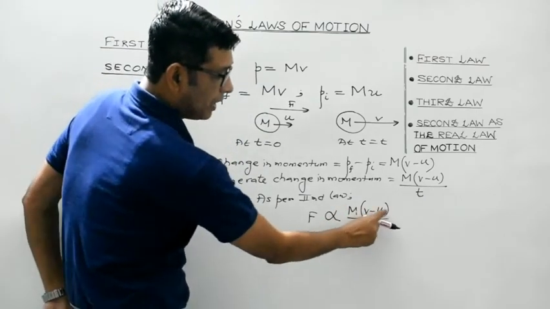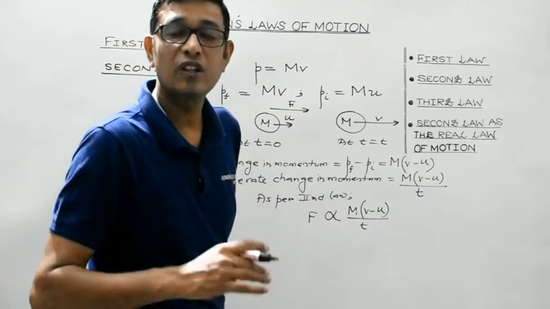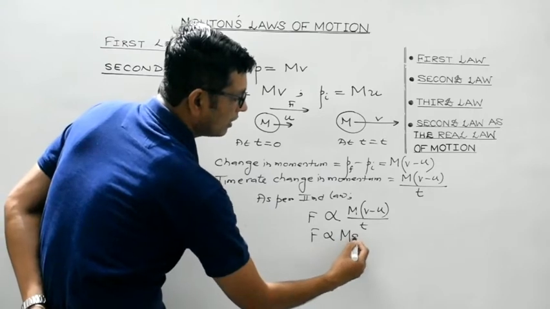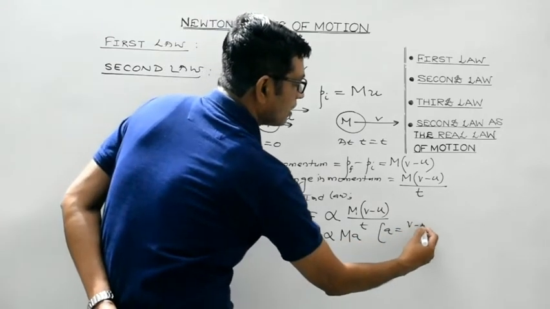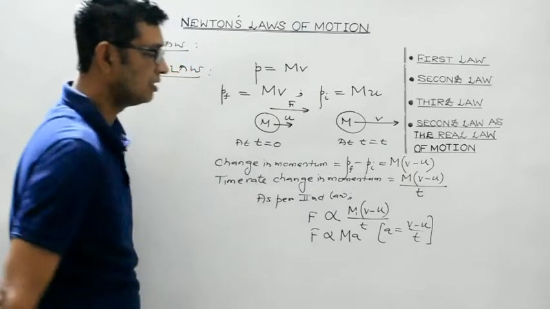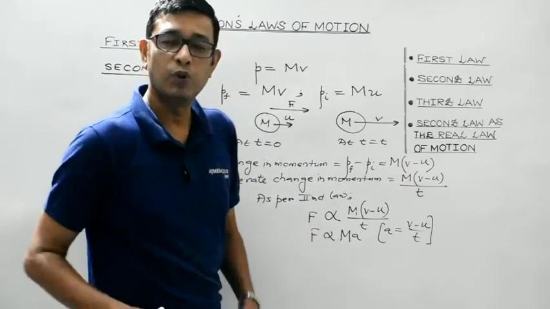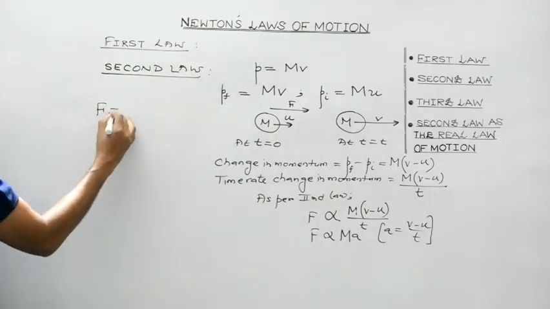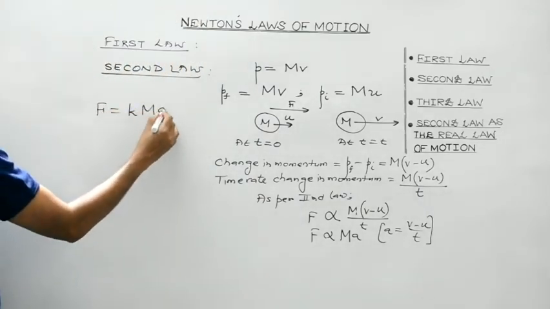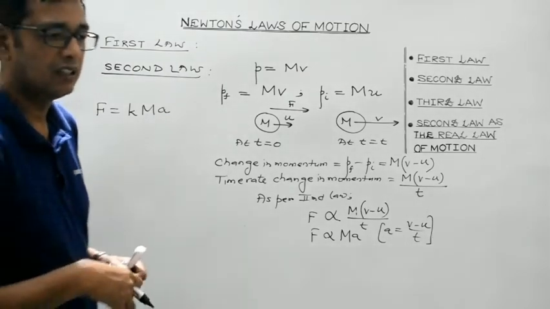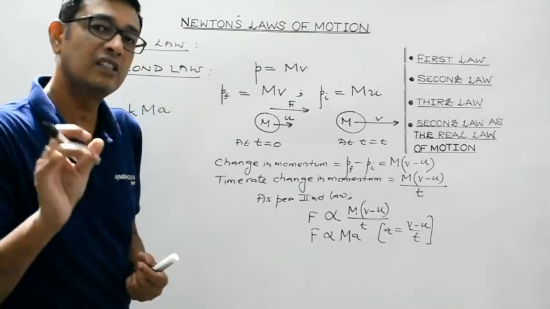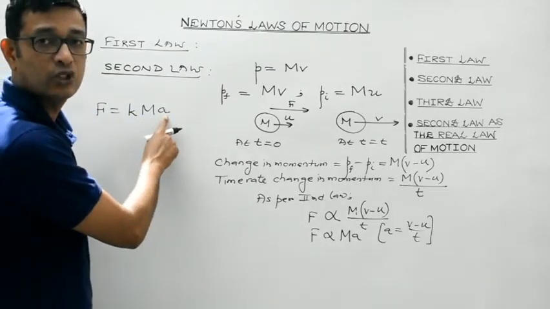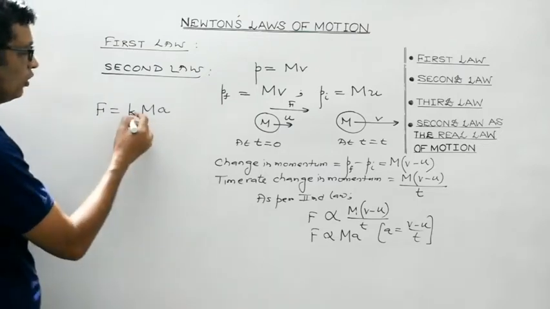Now, (v minus u) divided by t, that will give us acceleration. So F is proportional to ma, a is acceleration. And students, as we have discussed earlier, in order to eliminate this proportionality sign, we need to introduce some constant. Let that constant be k. Now in SI or in any other suitable units, the value of k is determined to be 1. When the mass is measured in kg, acceleration in meter per second square, F in Newton, then the value of k is found to be 1.